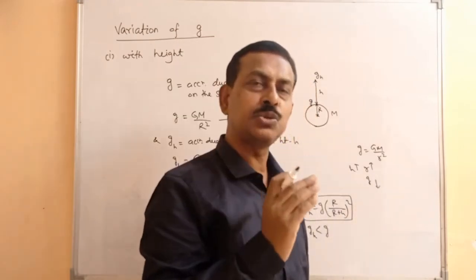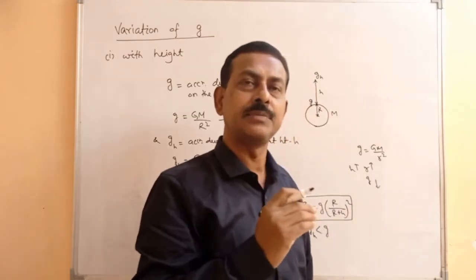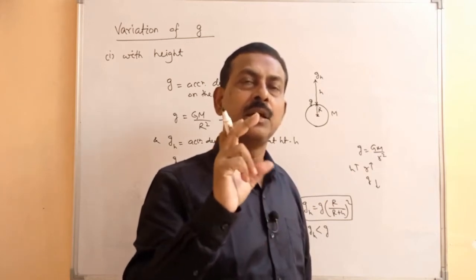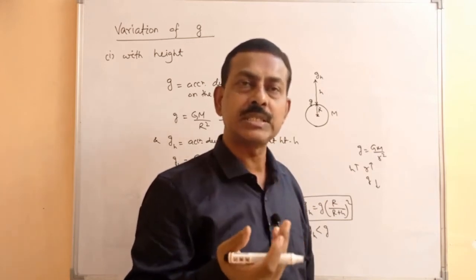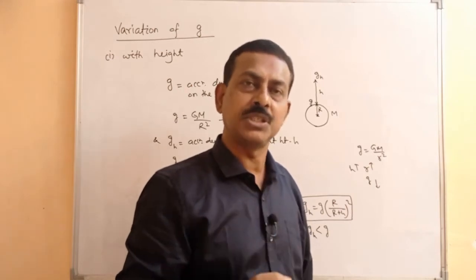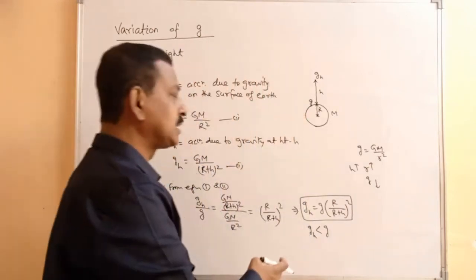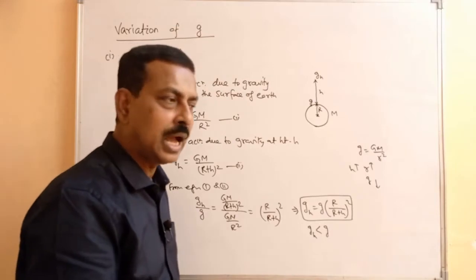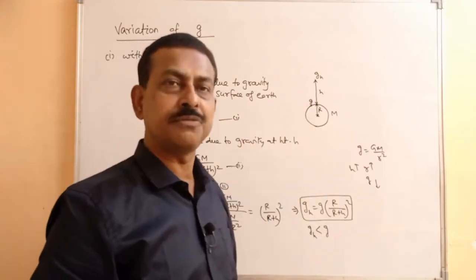So acceleration due to gravity decreases with height as the distance from the center of the Earth increases, and acceleration due to gravity is inversely proportional to the square of the distance. So that is why acceleration due to gravity will decrease as we move away from the surface of Earth.